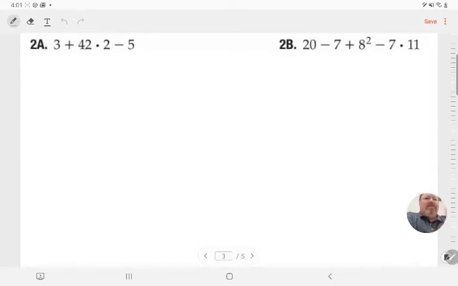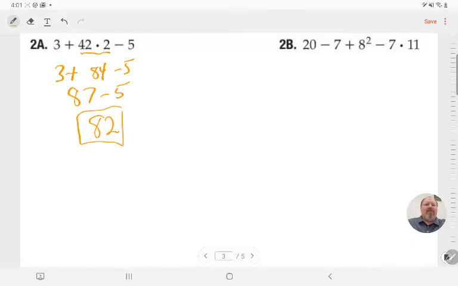So we need to evaluate this. So we have 3 plus 42 times 2 minus 5. So we look at the order of operations. We have no grouping. We have no exponents. So do we have multiplication or division? We do, right here. So we have to do that first. So 3 plus 84 minus 5. Now all we have is addition and subtraction, so we can go from left to right. 3 plus 84 is going to give me 87, minus 5, which is going to leave me with 82. And that would be the answer.